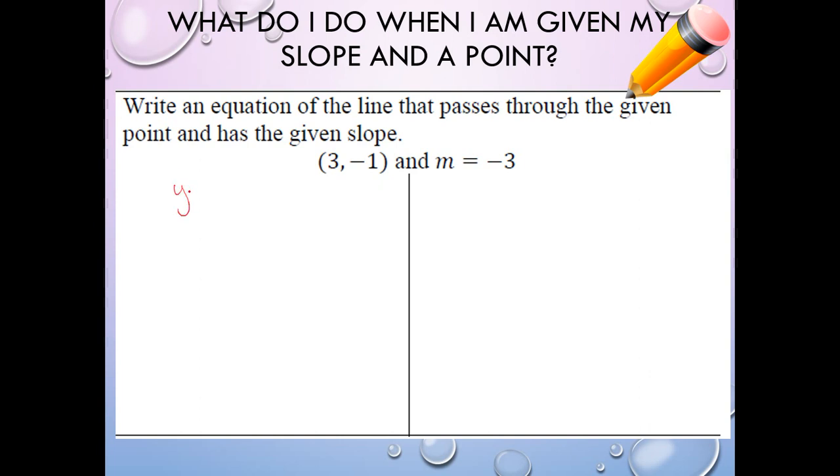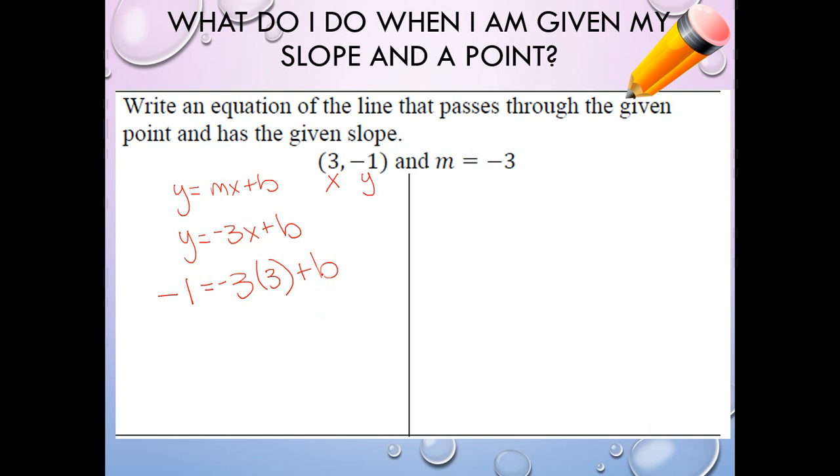So I'm going to do y equals mx plus b. Now, if you remember, the first thing we gotta do is substitute for m. Looks like my m is negative 3. So I have y equals negative 3x plus b. Now I'm going to take this point and plug it in for x and y. So the 3 is x and the y is negative 1, because remember, every coordinate point is always x comma y. So my y is negative 1, my x is 3, and I do not know b.